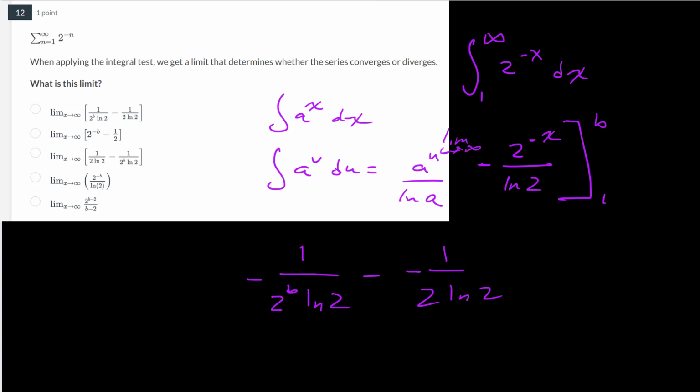The first one is going to be 2 to the b. We're taking the limit of this as b goes to infinity. And we can rewrite this. These two negative signs are going to come to be plus. So they have this term written first, and then this term is going to be written second. So our best answer here is this guy. Limits here should say b. I got to change that.